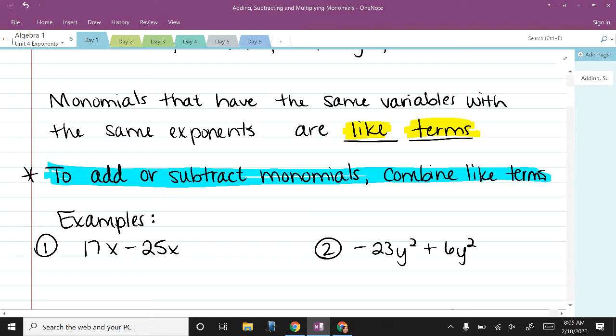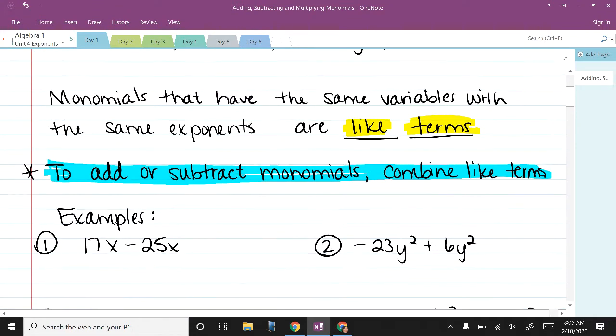And we know from way back when that like terms are when you have the same variable with the same exponents. So like an x squared and an x, are they like terms? No, because they don't have the same exponents. So an x squared is only like terms with an x squared, and an x is only like terms with an x, and constants are like terms with constants. So we're going to practice combining some like terms, also known as adding and subtracting monomials.